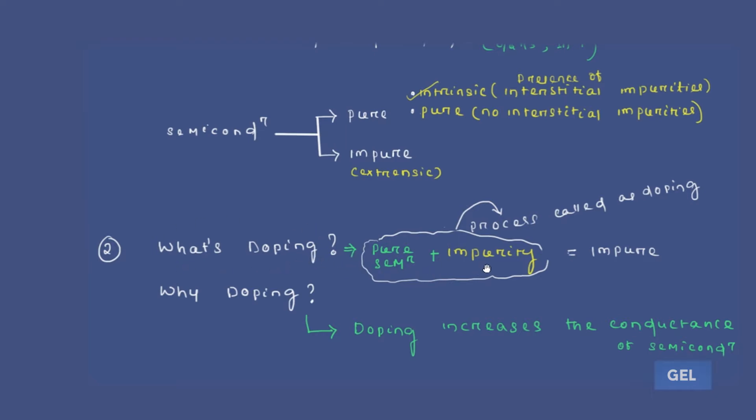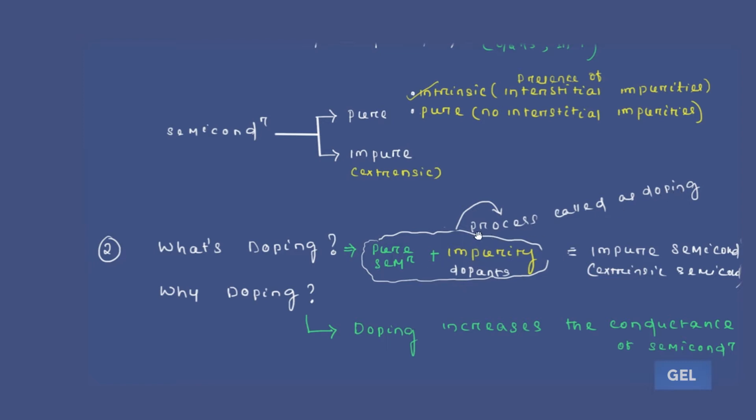If you add impurities, popularly known as dopants, into a pure type semiconductor, if you add a dopant element as impurity into a pure semiconductor, it is converted into an impure semiconductor, or popularly known as an extrinsic semiconductor. Now this process of addition of impurity, the process of addition of dopants, is nothing but called doping.